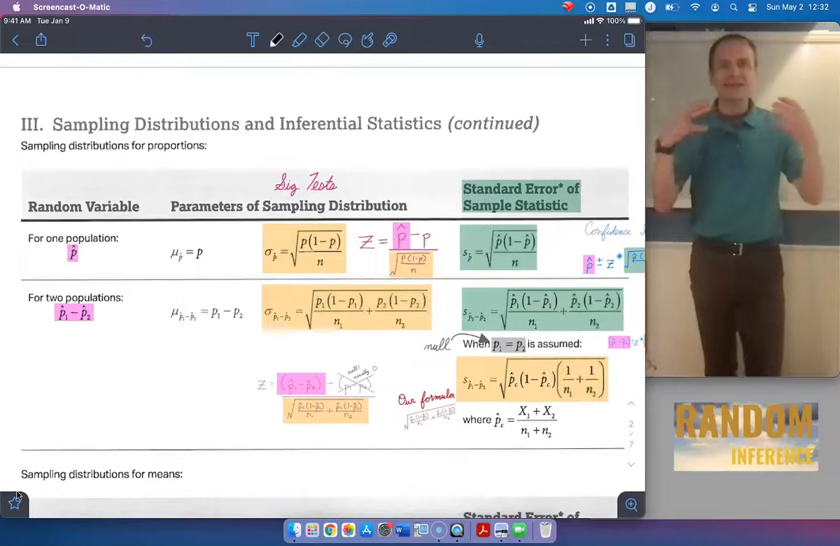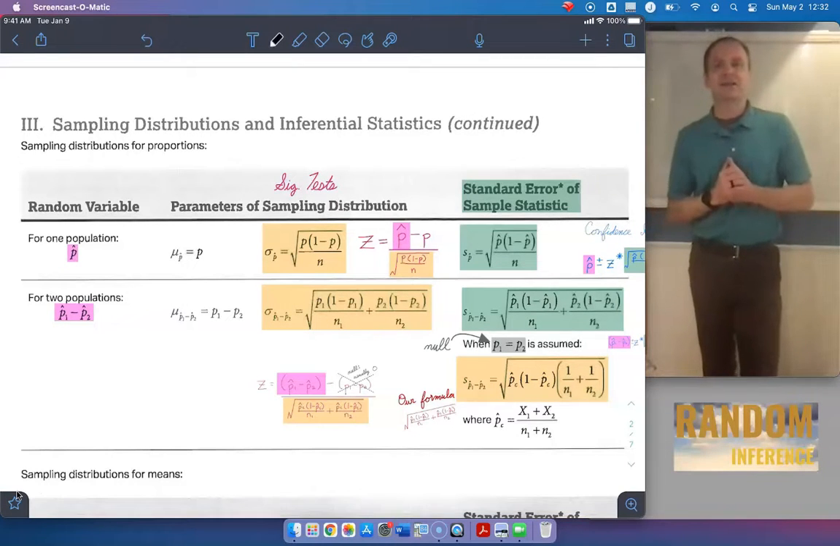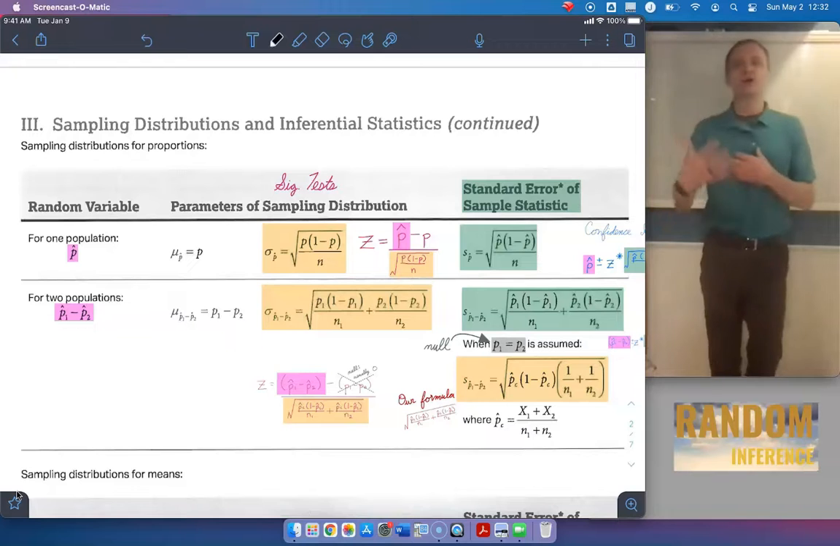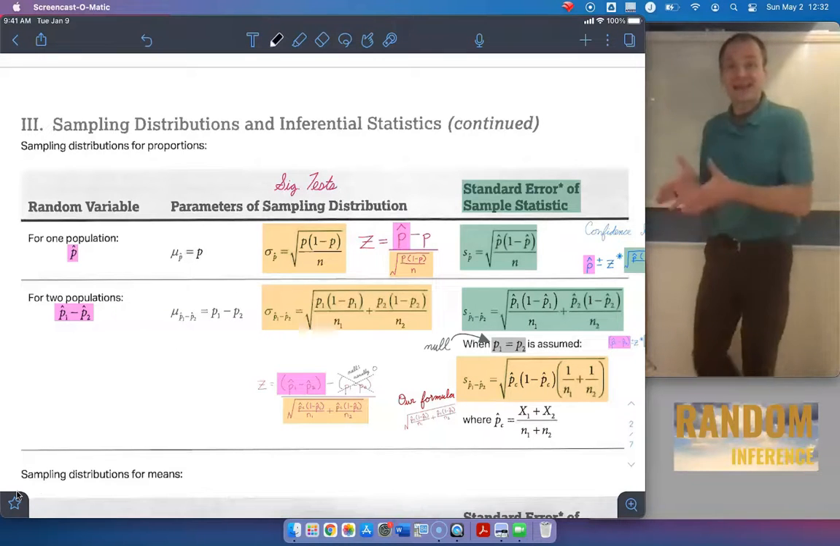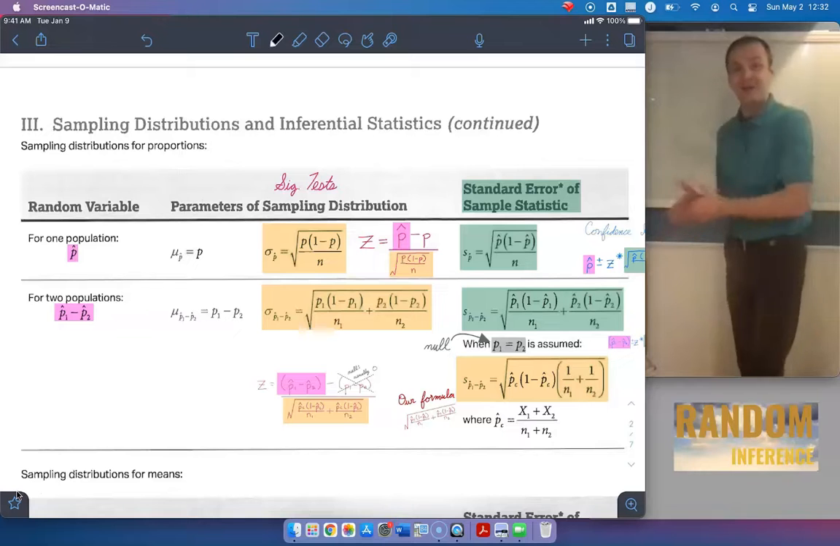And what's the difference between confidence intervals and significance tests? That's what a lot of you are going through. How do I know when to use p hat c? Or how do I know when to use just p hat? Good news! It tells you right there in the formula sheet.